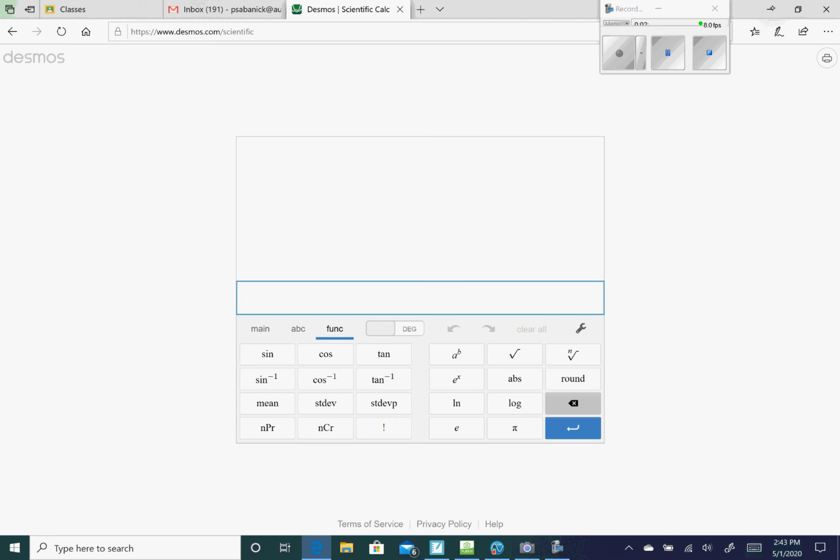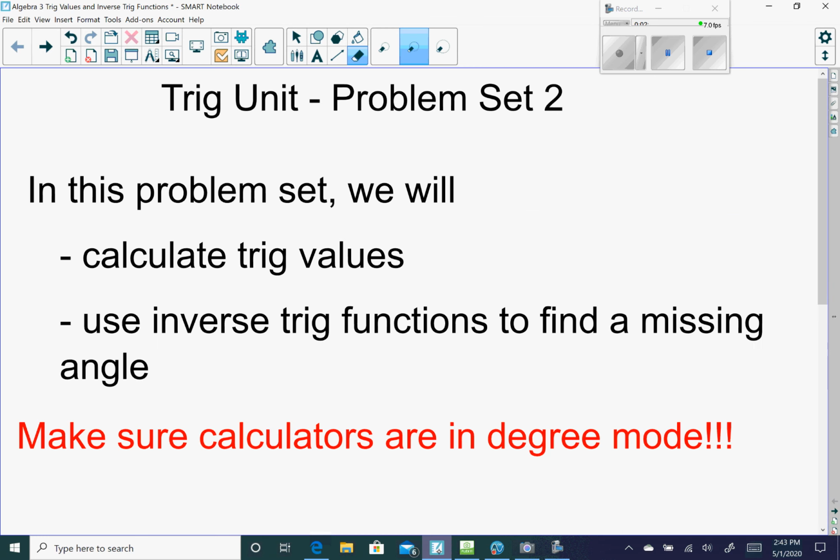What I want to show you is how we're going to calculate these. Again, make sure calculators are in degree mode. Two things we're going to do today: calculate some trig values and then use inverse trig functions. This is how we find a missing angle a lot of the time. Now, the problem set, the worksheet I'm going to give you, just like problem set 1, I have scanned in here. We're going to go through some examples. I'm going to throw in some additional examples, and then you'll have to finish the worksheet just as you did with problem set 1.